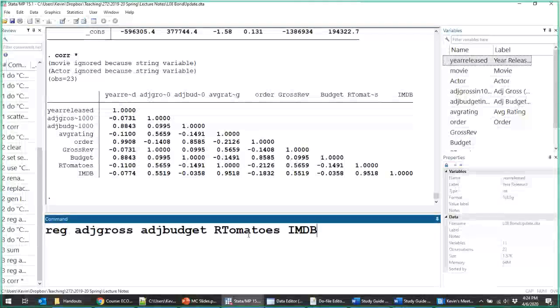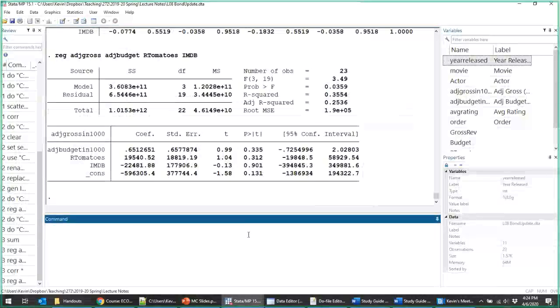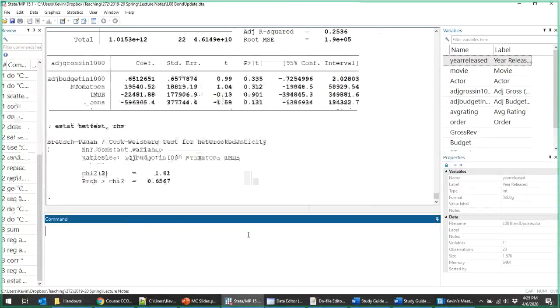The next thing we can do, I'll put the regression back up here, is run the variance inflation factor command. Recall that for heteroscedasticity, the command was estat. That means generate a statistical estimate, a statistic. For heteroscedasticity, we did the het test, right-hand side. We could do that right now. So no evidence of heteroscedasticity in this model.